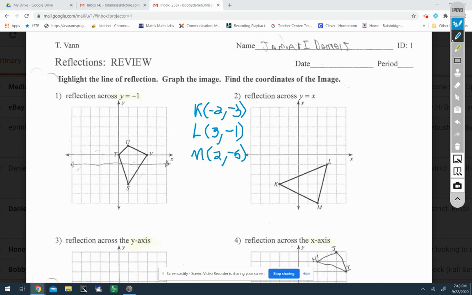Okay. All right. So we have the coordinates. Now let's see where y equals x. Y equals x just means that the x coordinates and the y coordinates are the same. So here x is 0, y is 0. Here x is 1, y is positive 1. Here x is 2 and y is positive 2.